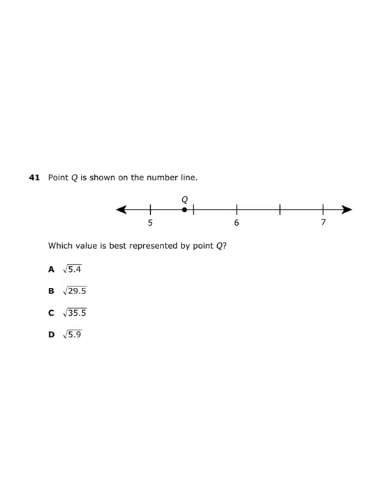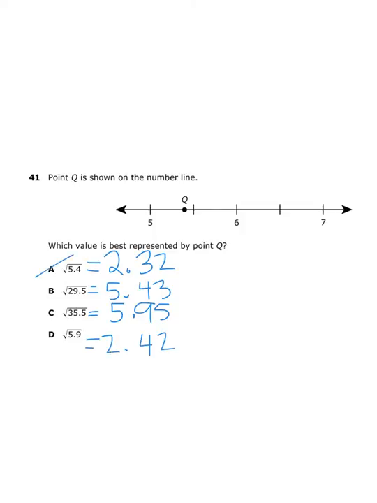41. Point Q is shown on the number line. Which value is best represented by point Q? So in order to plot them on the number line, you'd have to change them all to decimals. So when I change this first one, I get 2.32. This one gets 5.43. The next one gets 5.95. And then the last one gets 2.42. Well, obviously A and D are not even close. 5.95 would be closer to 6, so the correct answer would be B.